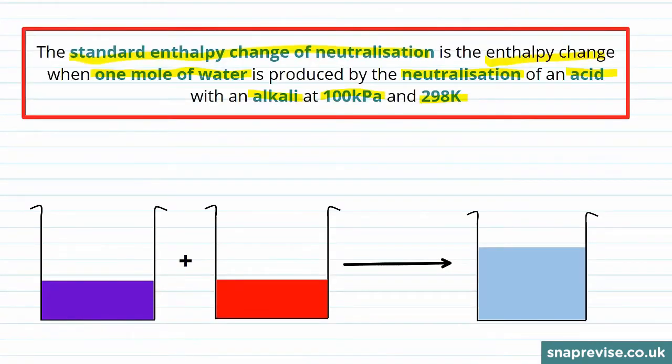So we're going to be combining one solution with a pH of greater than 7, so this is our alkali, and we combine that with a solution that has a pH of less than 7, so that's our acid, and we're going to combine enough of these to form 1 mole of water.